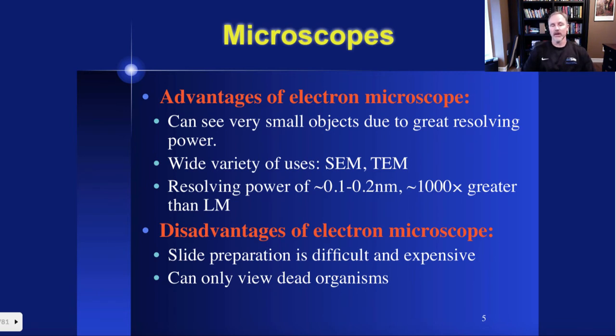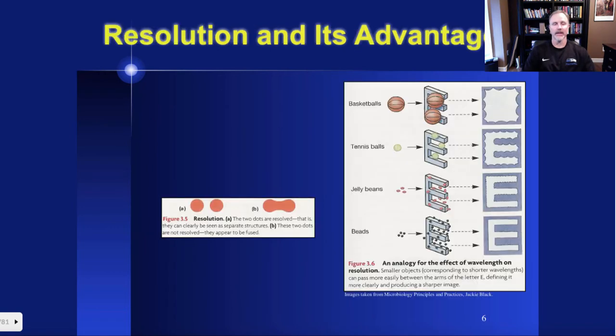Slide preparation is very costly and very difficult, because you need to use electron dense elements like gold and osmium, two common ones, to coat the surface of an object to be able to reveal the structure that you're looking at. One of the other disadvantages is that the process to prepare the specimen for study definitely kills it, and therefore you can only look at dead organisms, whereas with light microscopes you can look at living organisms.